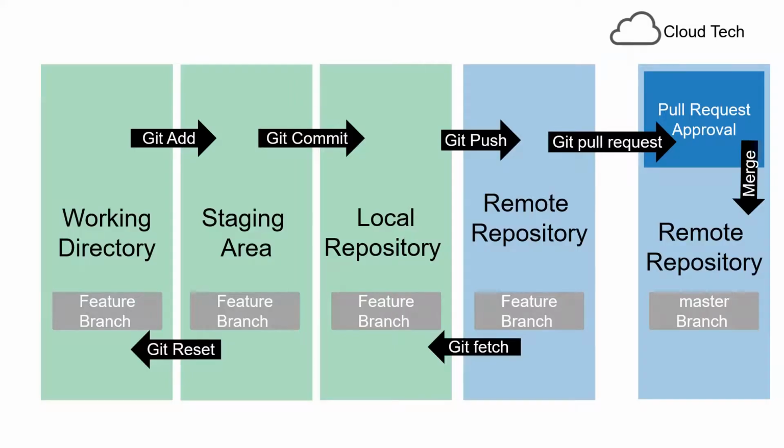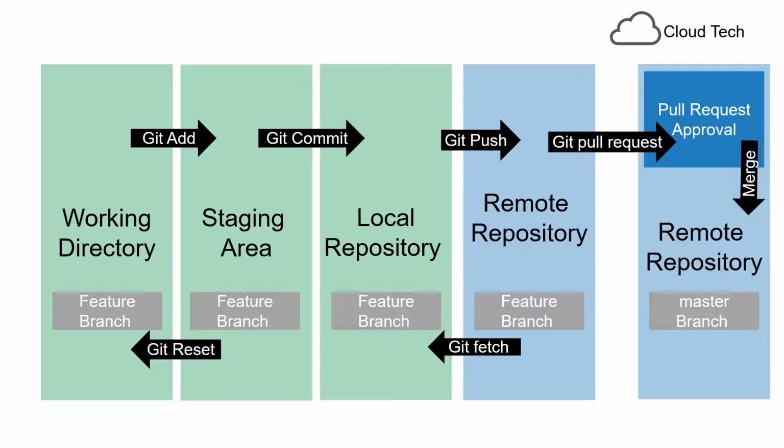So far we have created a future branch in our remote repository, and we have fetched it into our local repository with the git fetch command, and we have moved our file from the working directory into the staging area using the command git add. Then we have committed our changes to our local repository of future branch. Then we have pushed our changes from the local repository into the remote repository.